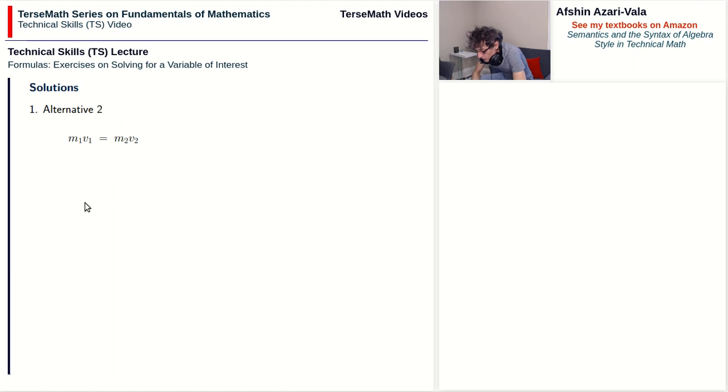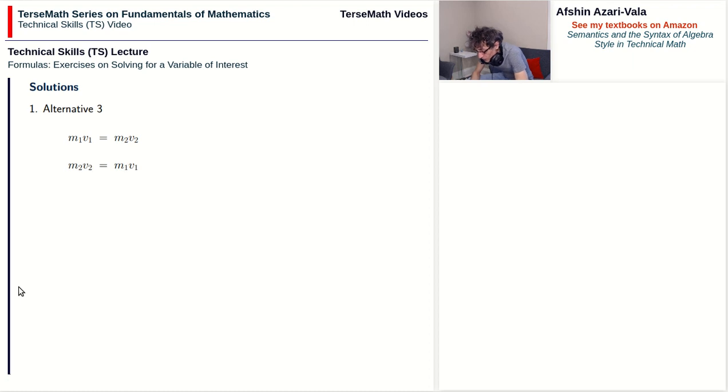Okay, alternative 2 is if you find it difficult to move m2 down and at the same time switch sides to put v2 on the left side, what you can do is switch sides and then take m2 and move it down. You're multiplying on the left, you divide on the right. And again, you can write it down as m1 over m2 times v1. Okay, alternative 3.